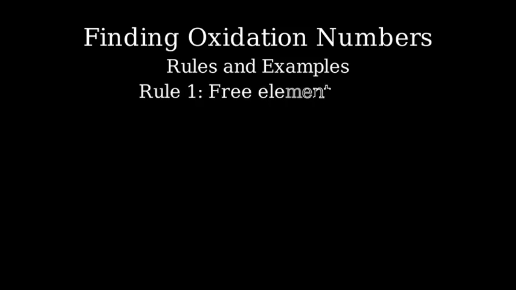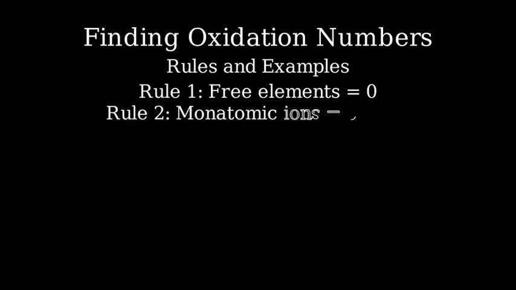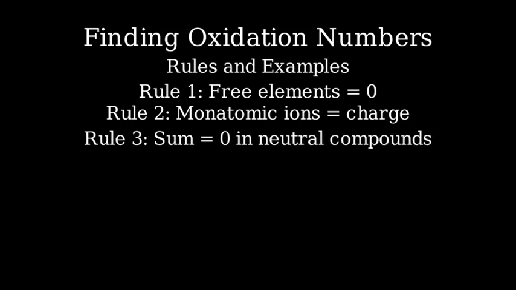Rule 1. The oxidation number of a free, uncombined element is always 0. Rule 2. For monatomic ions, the oxidation number equals the charge on the ion. Rule 3. The sum of oxidation numbers in a neutral compound equals 0.